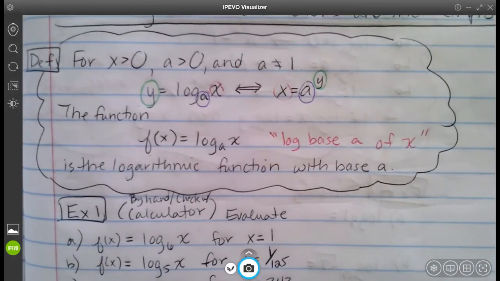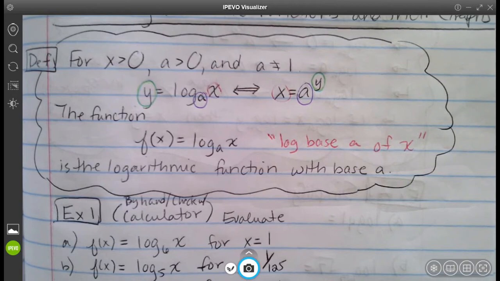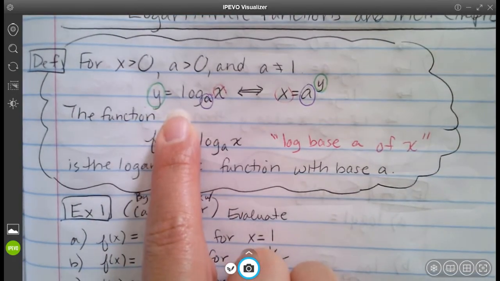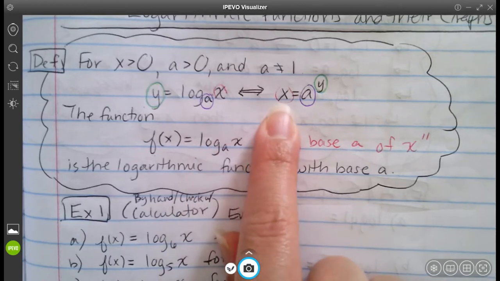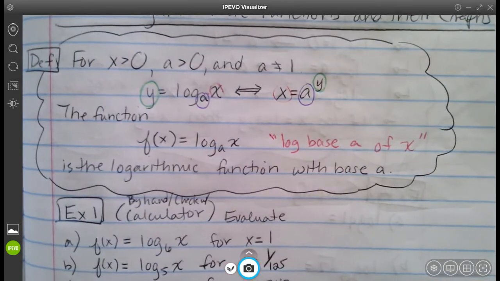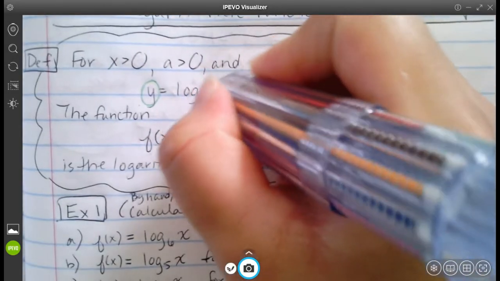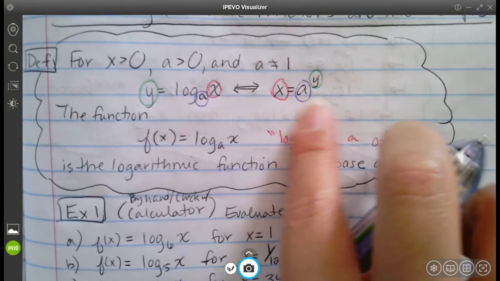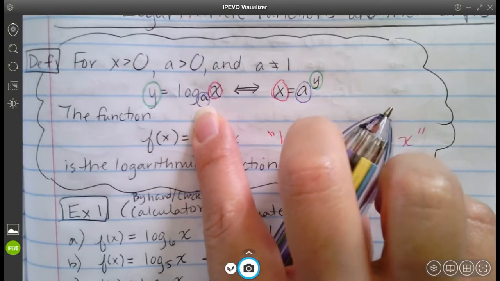We have that for x and a greater than 0 and a not equal to 1, the function y equals log base a of x is true if and only if x is equal to a to the power of y. I color coordinated a little bit here so you can see that whatever's in our exponential equation, or function if we're graphing it, is also in the log function.